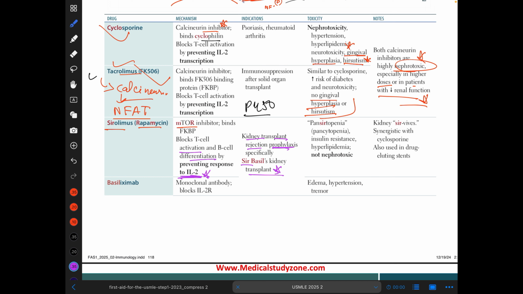If we talk about the toxicity of sirolimus, there is pancytopenia and insulin-resistant hyperlipidemia. It does not cause nephrotoxicity as compared to cyclosporine. It is synergistic with cyclosporine, and is also used in drug-eluting stents. We mostly give rapamycin with cyclosporine. Why does this inactivation happen? Because it blocks the response to interleukin 2 in B and T cells.